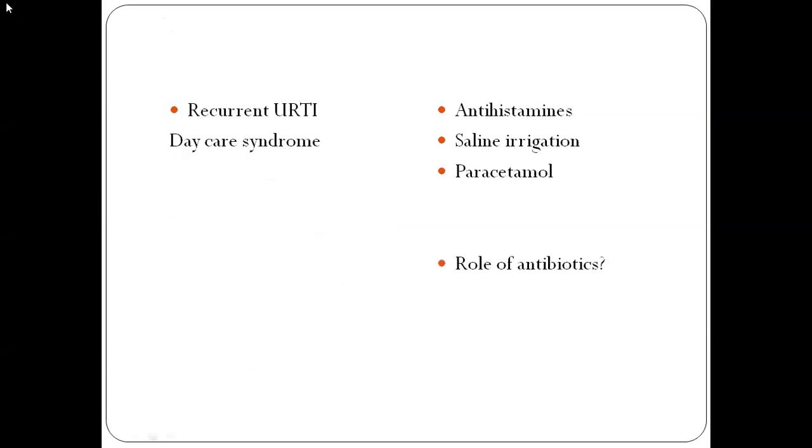Are there any red flags in this child? This is a child with recurrent URTI, and this child has recently joined school. There is a term called daycare syndrome, where children who have recently joined school are prone to recurrent URTIs. So this recurrent URTI is probably because of the child joining school recently, and also, as we discussed earlier, because of the immaturity of the immune system. So how will you manage this child?